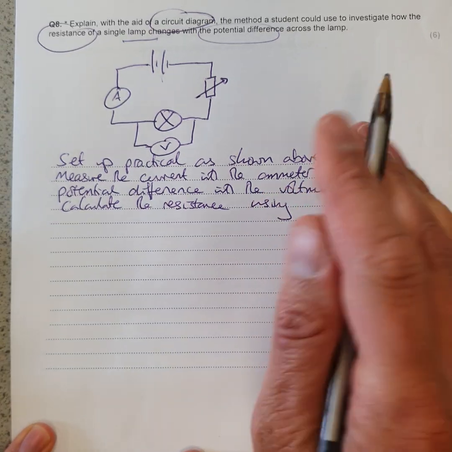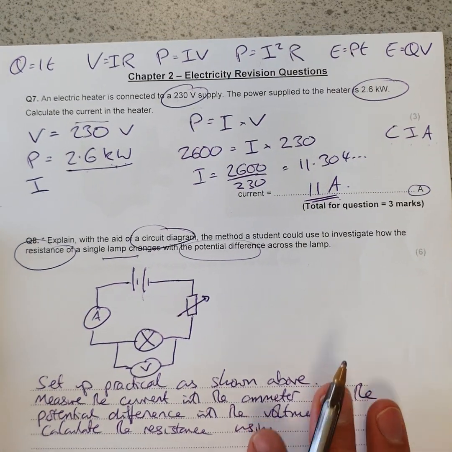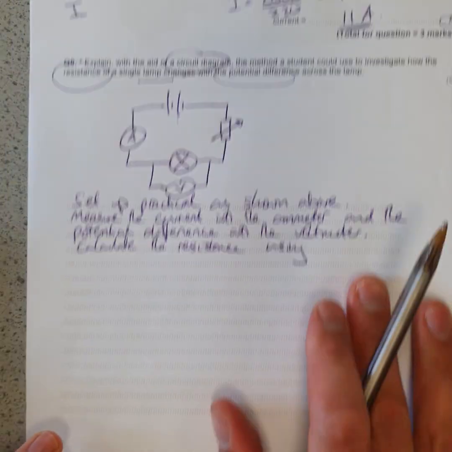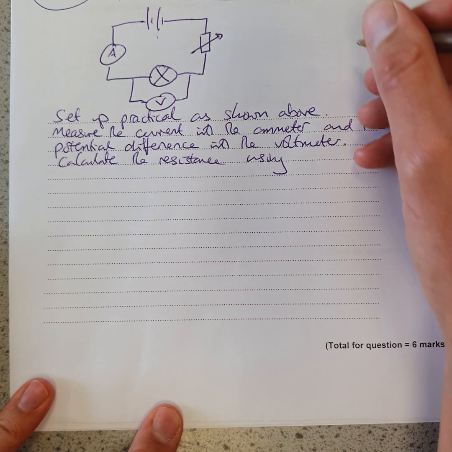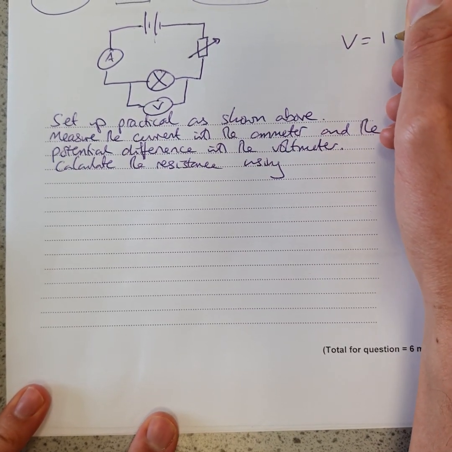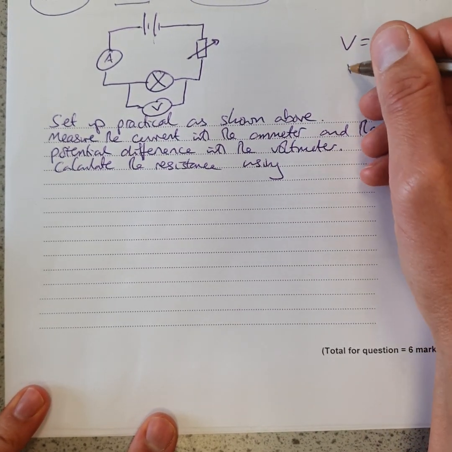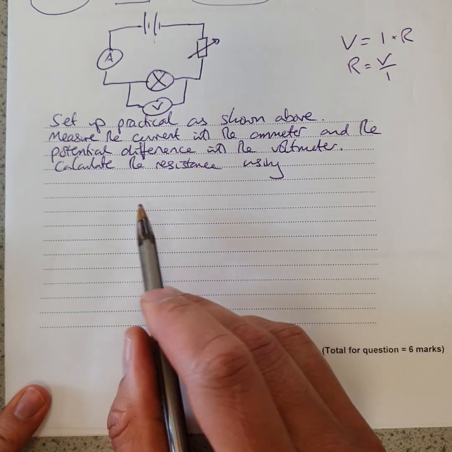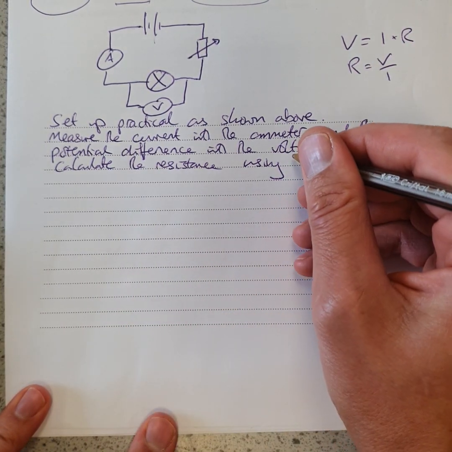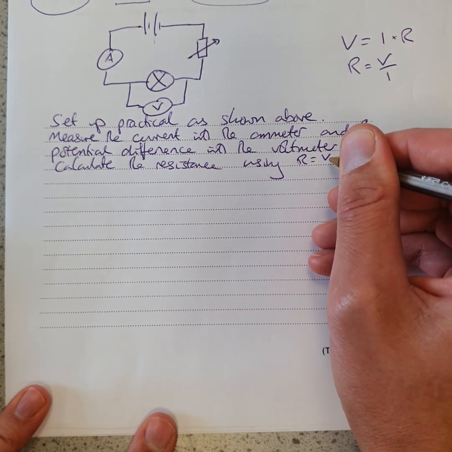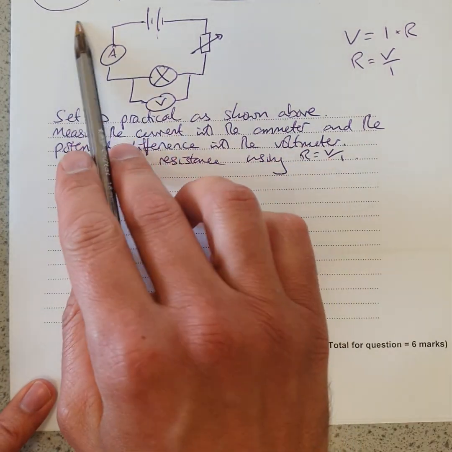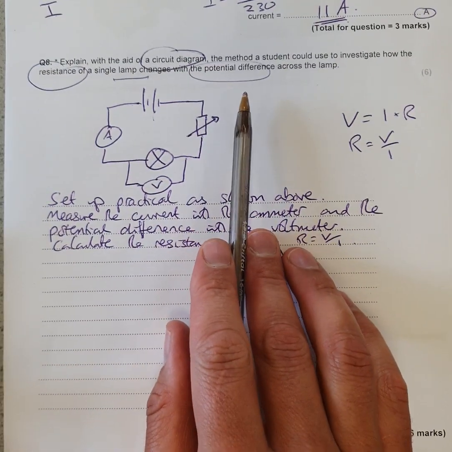using, now let's go back. Do you remember we wrote the equation down here? We're going to use this one here, voltage, current, and resistance. So let's write that down up here. V equals I times R. So the resistance is going to be V over I. Calculate the resistance by using R equals V over I. So now we've got a term for the resistance as we look at changing the potential difference.